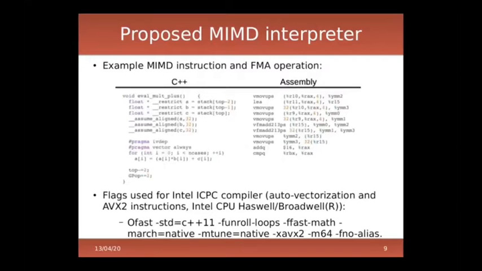Here's an example of a proposed MIMD instruction. We have A, B, and C, which are the top and the first 3 arrays on the stack. Then we iterate on all fitness cases and do A times B plus C. So we perform here 2 operators in 1 iteration.